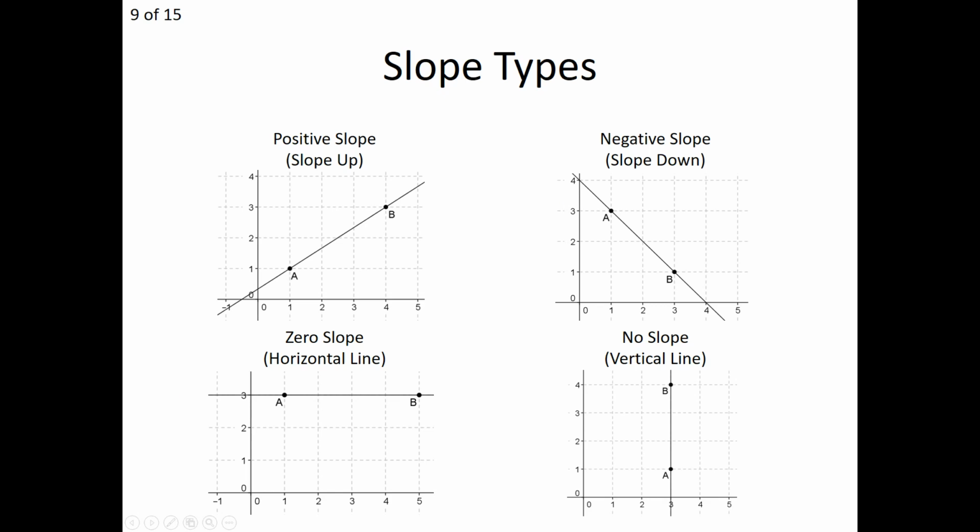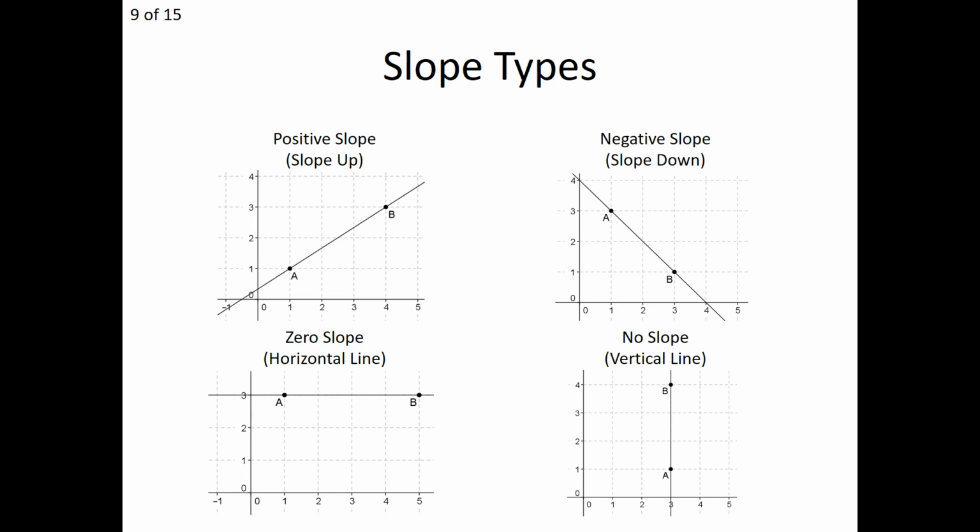So the 4 types of slope boil down to this. We can have positive slope, negative slope, zero slope, and then no slope. So positive slope is when we read our graph from left to right, that the equation of our line is going to be moving up and to the right. So we have this slope up form when we see positive slope of a line.